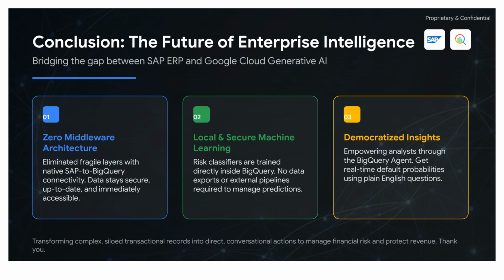And finally, we democratized these predictions using the BigQuery agent. Now any risk analyst, sales manager, or credit controller can get real-time default probabilities and outstanding dispute summaries simply by asking questions in plain English. This is the future of enterprise intelligence, transforming complex, siloed transactional records into direct, conversational actions that help you manage financial risk and protect revenue in real time.